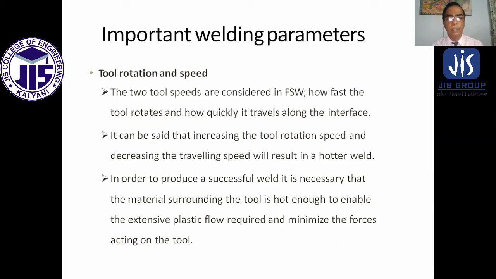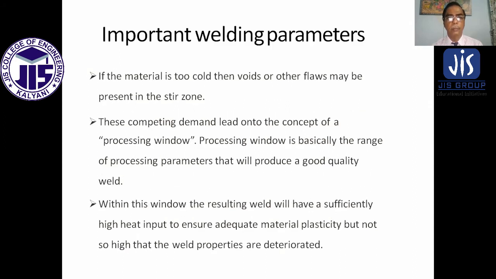It can be said that increasing the tool rotation speed and decreasing the traveling speed will result in a hotter weld. In order to produce a successful weld, it is necessary that the material surrounding the tool is hot enough to enable the extensive plastic flow required and minimize the forces acting on the tool. If the material is too cold, then voids or other flaws may be present in the stir zone.